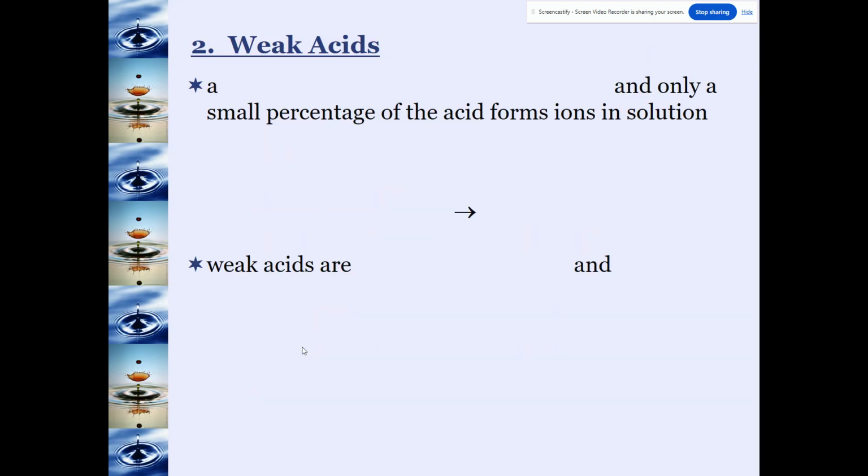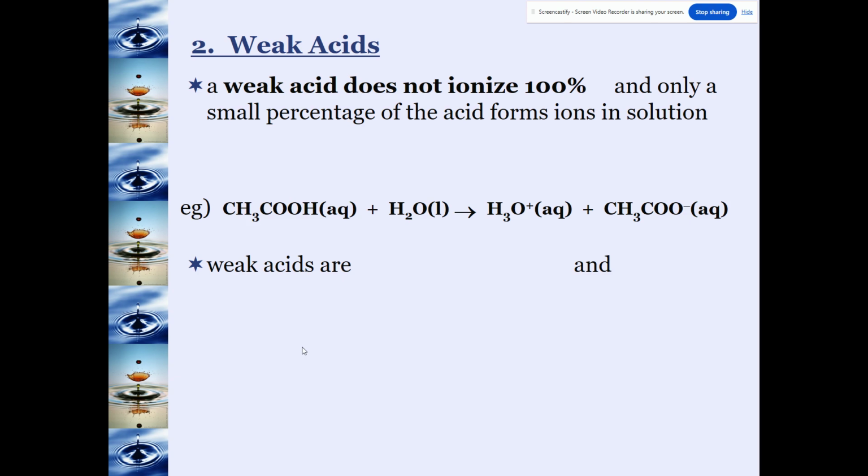Now, if it is not on that list, it is therefore a weak acid. Weak acids do not 100% ionize. So what that means is the concentration of the hydronium ion is much less than the concentration of the acid. Okay, so if you were to compare the two concentrations, it would be much, much less. Only a small portion of the acid ionizes.